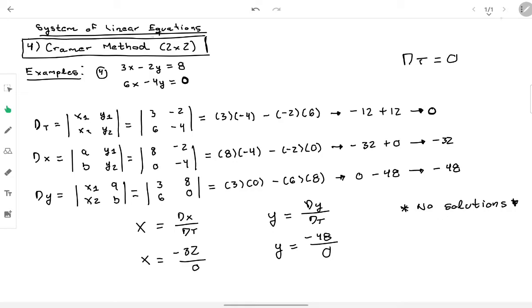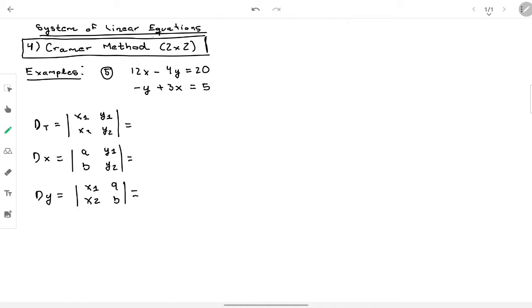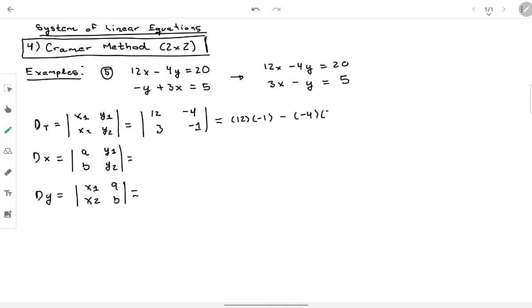Let's see the other one. So what happens in this system? First, as always, we need to order it correctly, and it's going to be 12x minus 4y equals 20, and the other one is going to be 3x minus y equals 5. So if we do the determinant of the whole system, it's going to be 12 minus 4, 3 minus 1. So it's going to be 12 that multiplies -1 minus -4 that multiplies 3. It's going to be -12 plus 12, that is going to be 0.